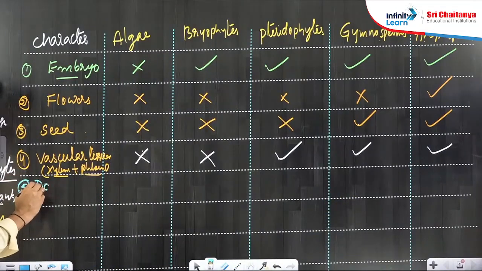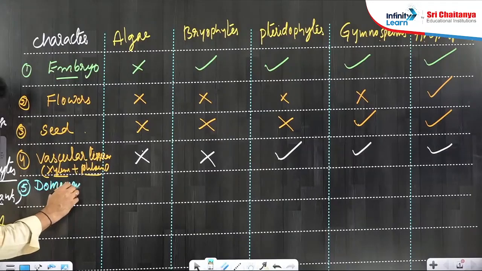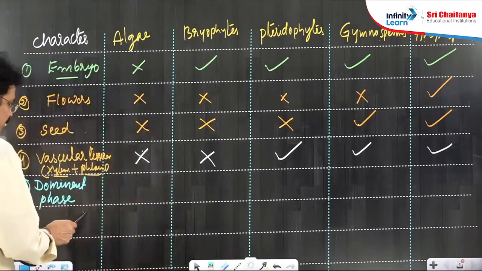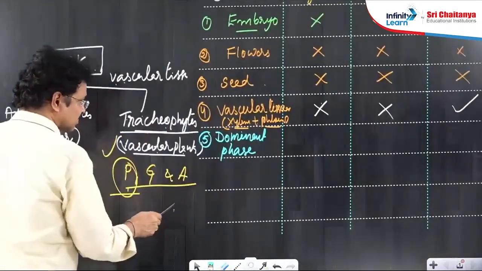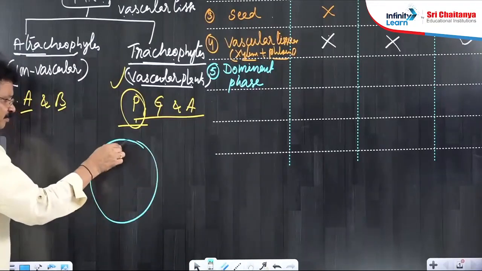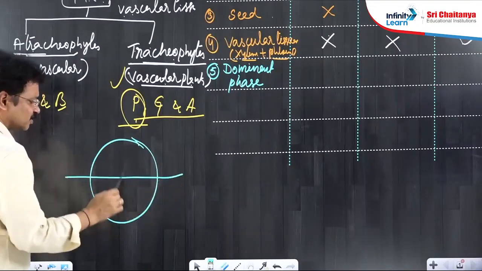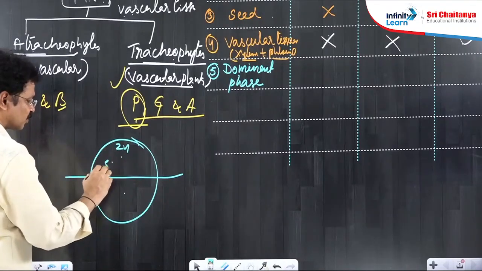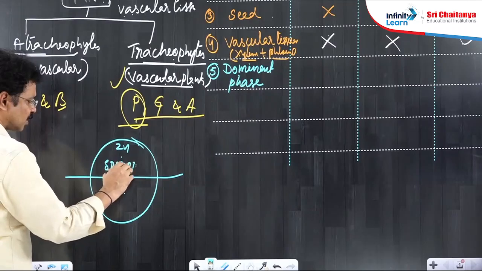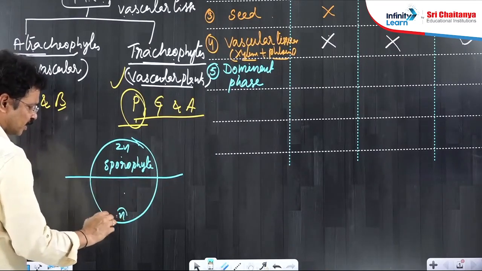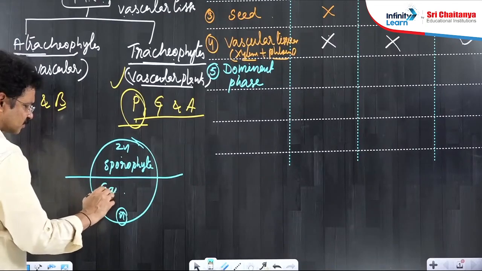What is the dominant phase in the life cycle? Here you have to learn some basics about the life cycle of the plant groups. In every plant in the plant kingdom, the life cycle possesses mainly two phases. One is the diploid sporophytic plant body, or diplontic phase, called the sporophyte. The haplontic phase is the gametophyte.